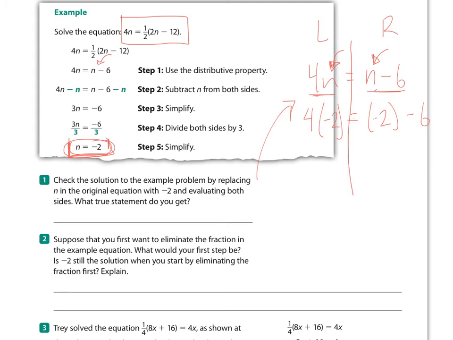4 times negative 2 is negative 8. Is that equal to negative 2 minus 6? That's the same as adding the opposite, so plus negative 6. So lo and behold, it is. Negative 8 is equal to negative 8. Any number is always equal to itself. So what true statement do we get? We get the true statement negative 8 is equal to negative 8. Even if it just said, hey, is negative 2 a solution, this is all the work we would have to do. Now we might have to start from the original equation and distribute and do all that, but we could still do that.